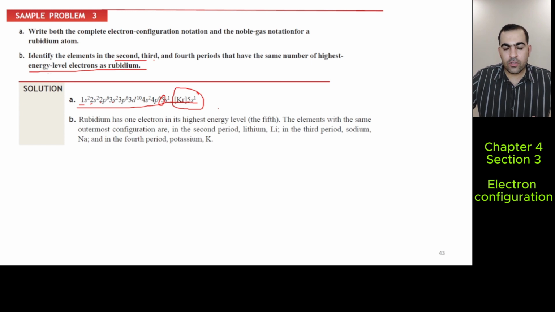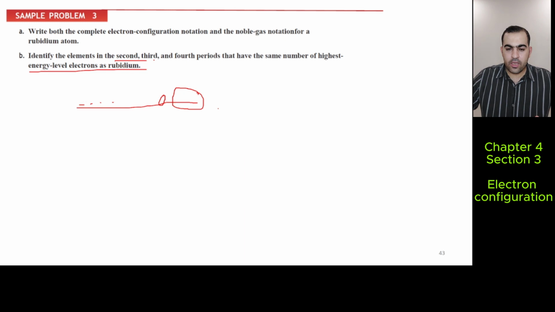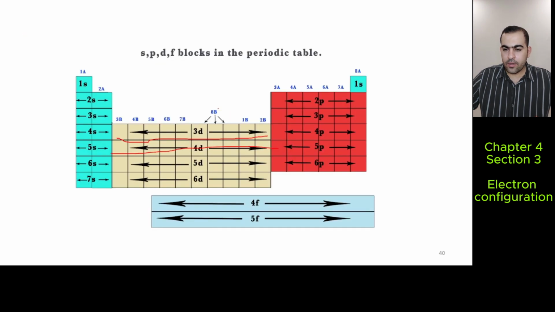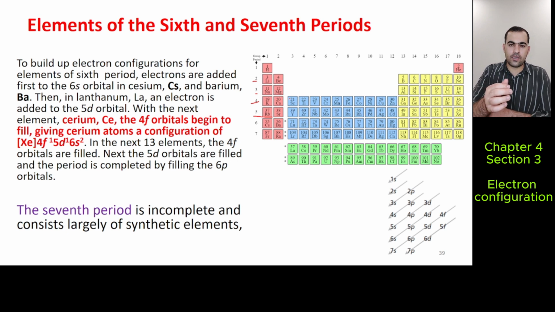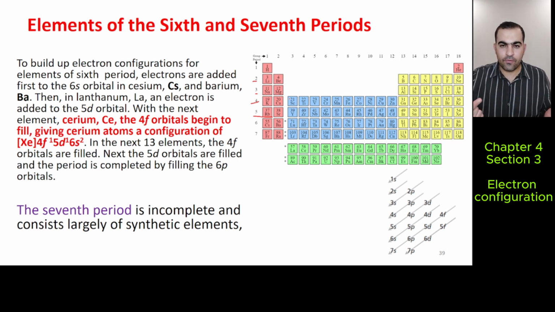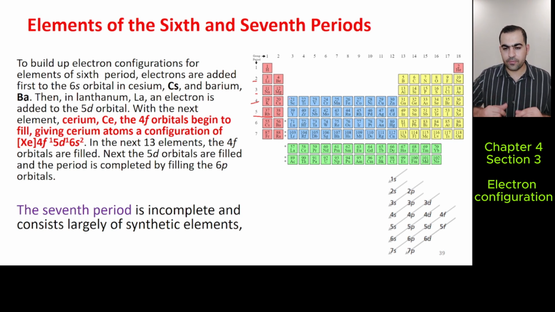So if you write the electron configuration for the first, second, and third, you know the elements here, let me show you. Rubidium is here. It says in the second, third, fourth period, which elements have the same valence electrons. And rubidium has only 1 valence electron. So how do I know? You need to write the electron configuration. But here is another way we can use. Rubidium is in group 1.